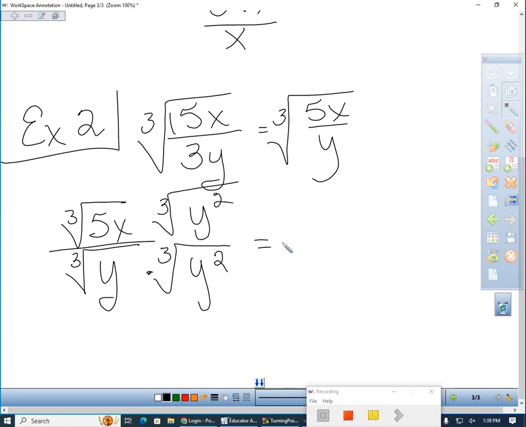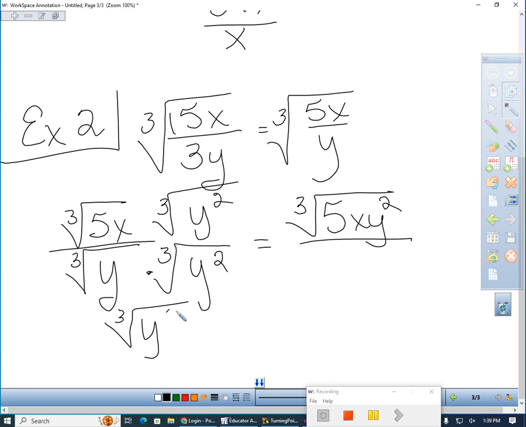So on the top, I multiply my outsides, and then I multiply my insides. 5xy squared over the bottom. When I multiply these together, I get the cube root of y to the third. What comes out? It's just y, exactly, just y. And then you should make sure that you can't simplify it again. In this case, you can't.